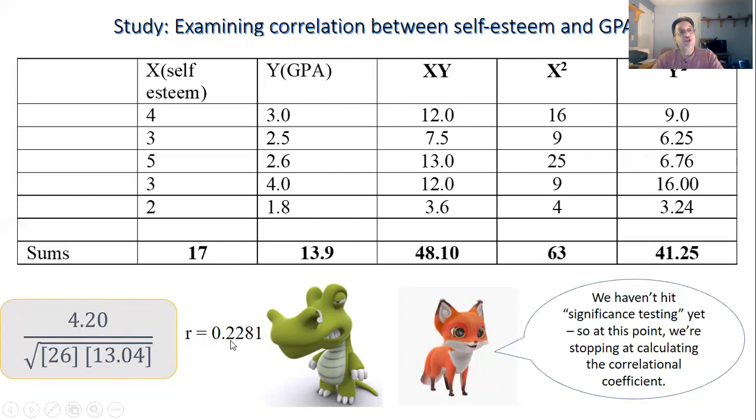0.2281. Now, in general, we should always put on the pluses or minuses. In practice, if it doesn't have any sign with it, it indicates a positive. But I would, again, get into the practice of doing it the right way. This should be positive 0.2281.